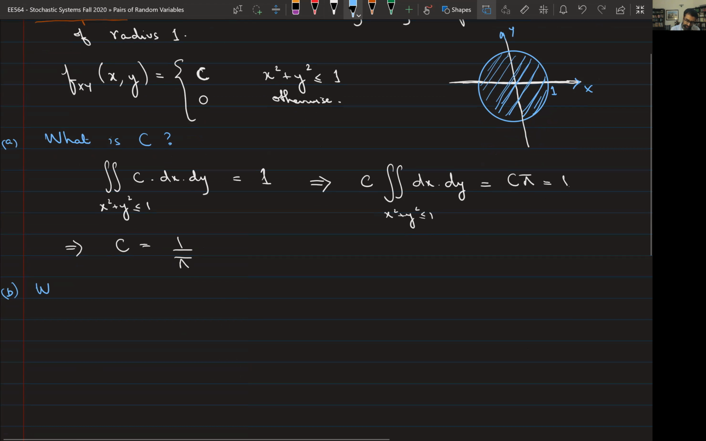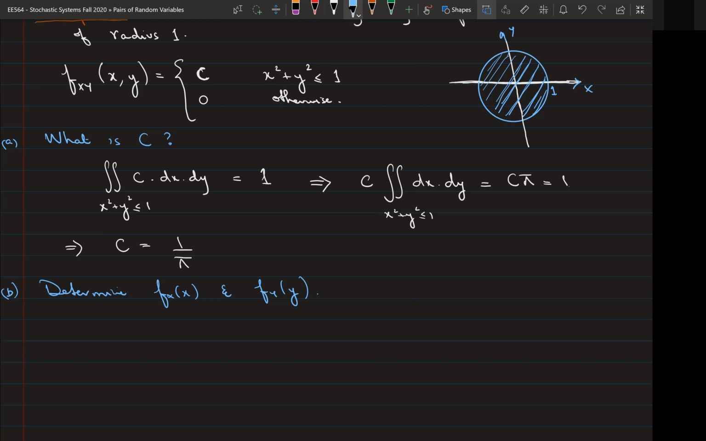So, determine fx of x and fy of y. First off, what do you expect? The marginal PDFs, are they going to be uniform random variables themselves or something else? Let's just take a guess here and then see what answer we get.